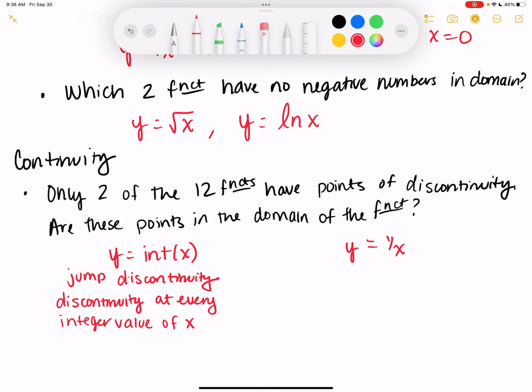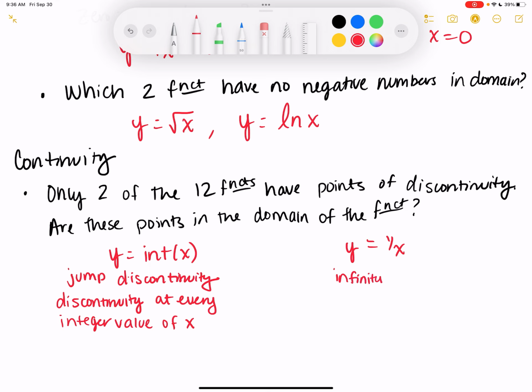So, how about y equals 1 over x? What kind of discontinuity is that? Infinite or non-removable? What'd you say it is? Infinite discontinuity.